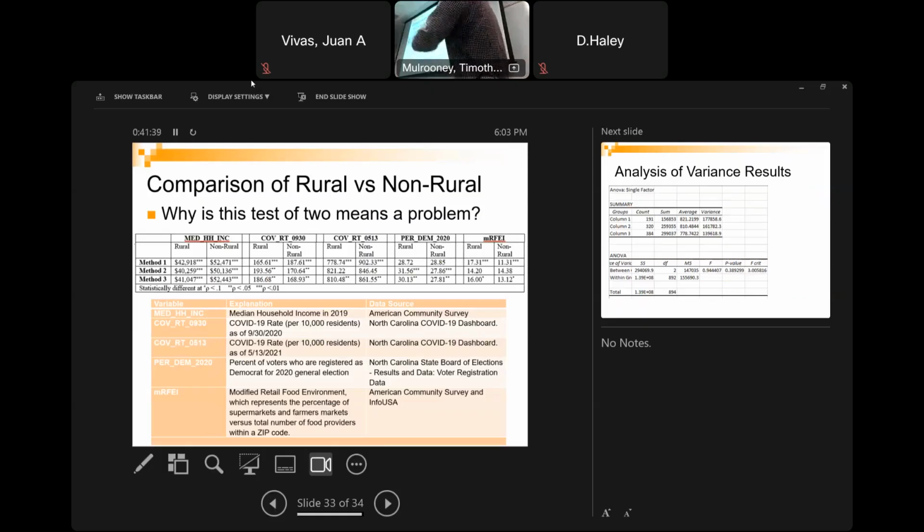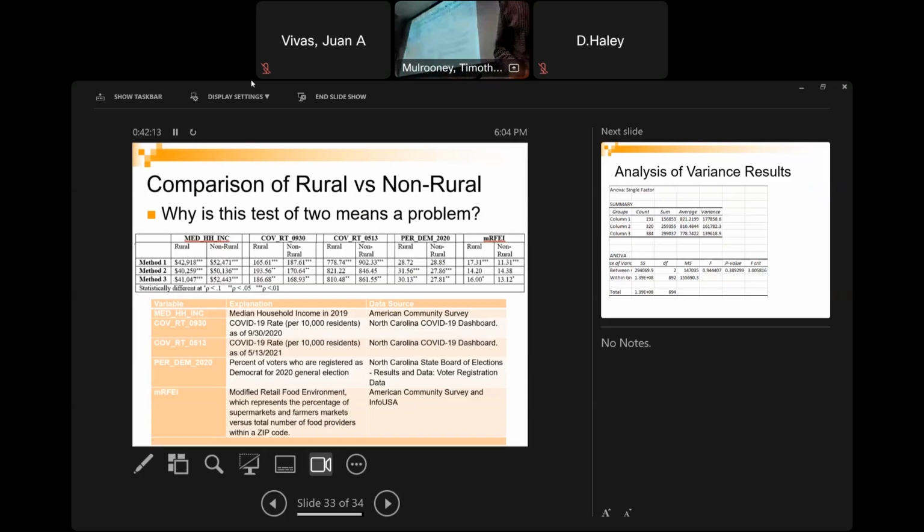Now, when I run a test of 2 means for method 1, method 2, method 3, between rural and non-rural, you can see median household income is higher no matter which definition of rural you use, rural versus non-rural. Why? Well, that makes sense. Rural incomes are always going to be higher. Now, in one method, it's 52,000 versus 43,000. Another, it's 50,000 versus 40. Another, it's 52. You know what I mean. But everyone's going to sit there and say, no duh, of course, that makes sense.